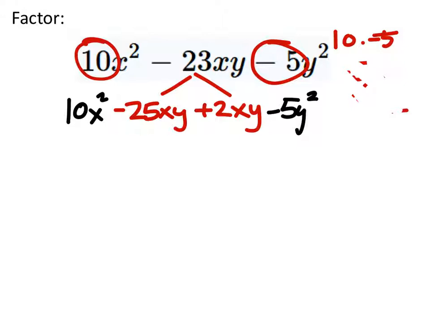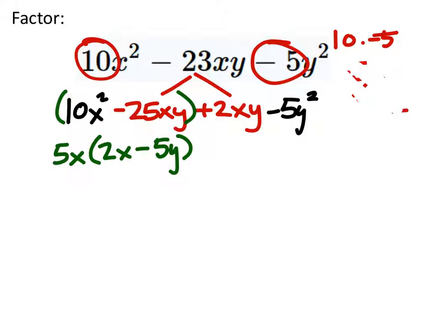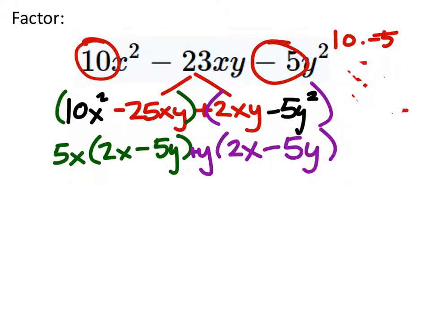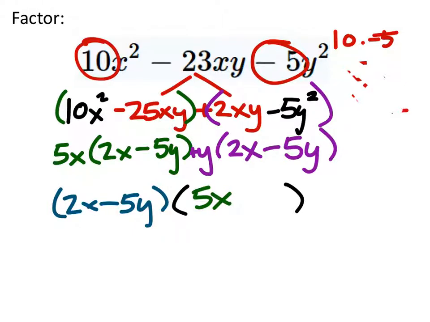Well, factoring by grouping. So in this first group, I'm going to factor out a 5x, which leaves me with 2x minus 5y. And so the other set of grouping should produce the same binomial, right? And I can factor out from these two a y. It's a positive y. And I've got 2x minus 5y, which is what I wanted. And from here, I'm just going to factor out the 2x minus 5y. So 2x minus 5y. And then in the other set of parentheses is what was left, specifically the 5x plus the y.